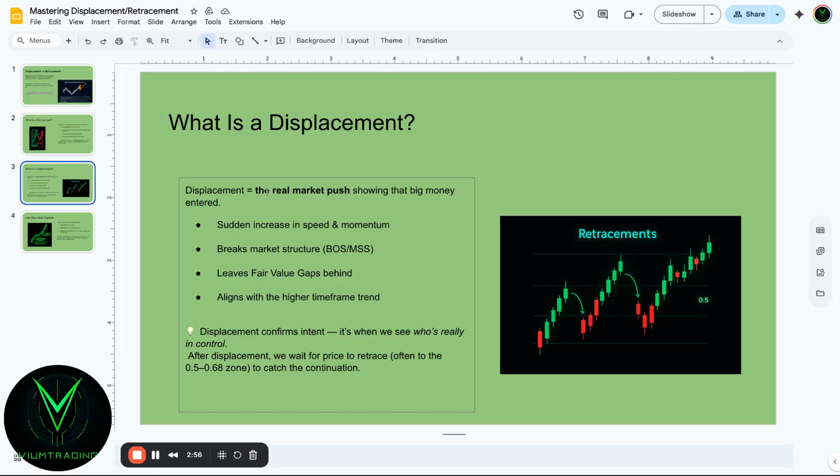And what is a displacement? Displacement is the real market push. It's the real overall market momentum. Where is it going? It's a market structure. It leaves fair value gaps, as I said in the first slide, and it aligns pretty much with higher time frames. When you go to the 1 hour, 4 hours, you can see the market is pretty much respecting those overall time frames.